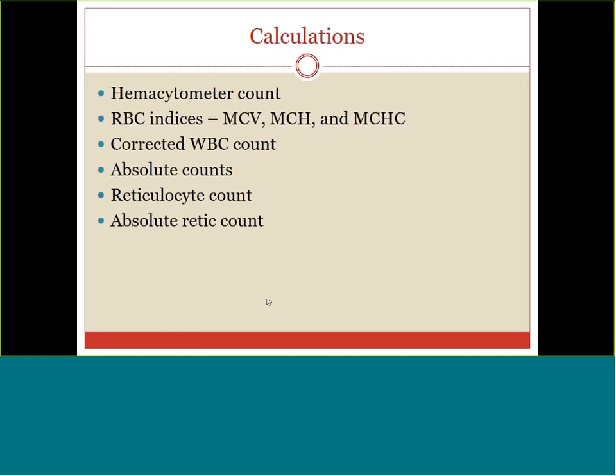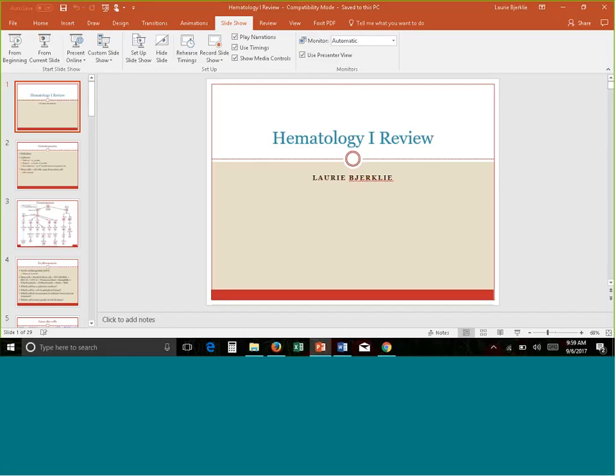And again, got to know your calculations. Make sure you know these following calculations for your final exam from Heme 1. All right, so that is a nice overview of Heme 1.